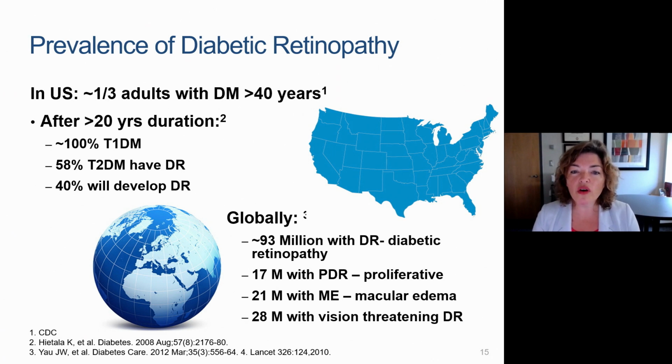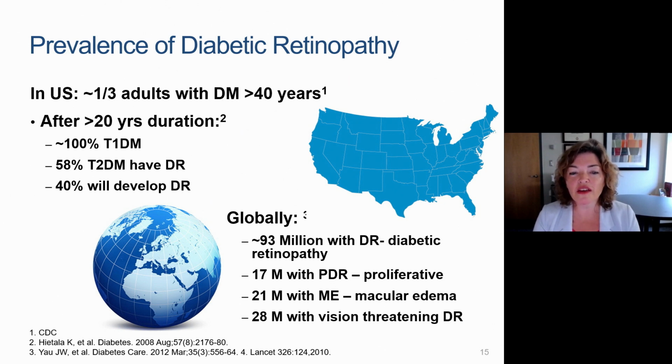So excellent. So what is the prevalence of diabetic retinopathy? So we now say, I mean, this is a little old data. I think we should do a better job collecting this data on a national and global perspective. But it's about a third of adults with diabetes who've had diabetes for more than 40 years.